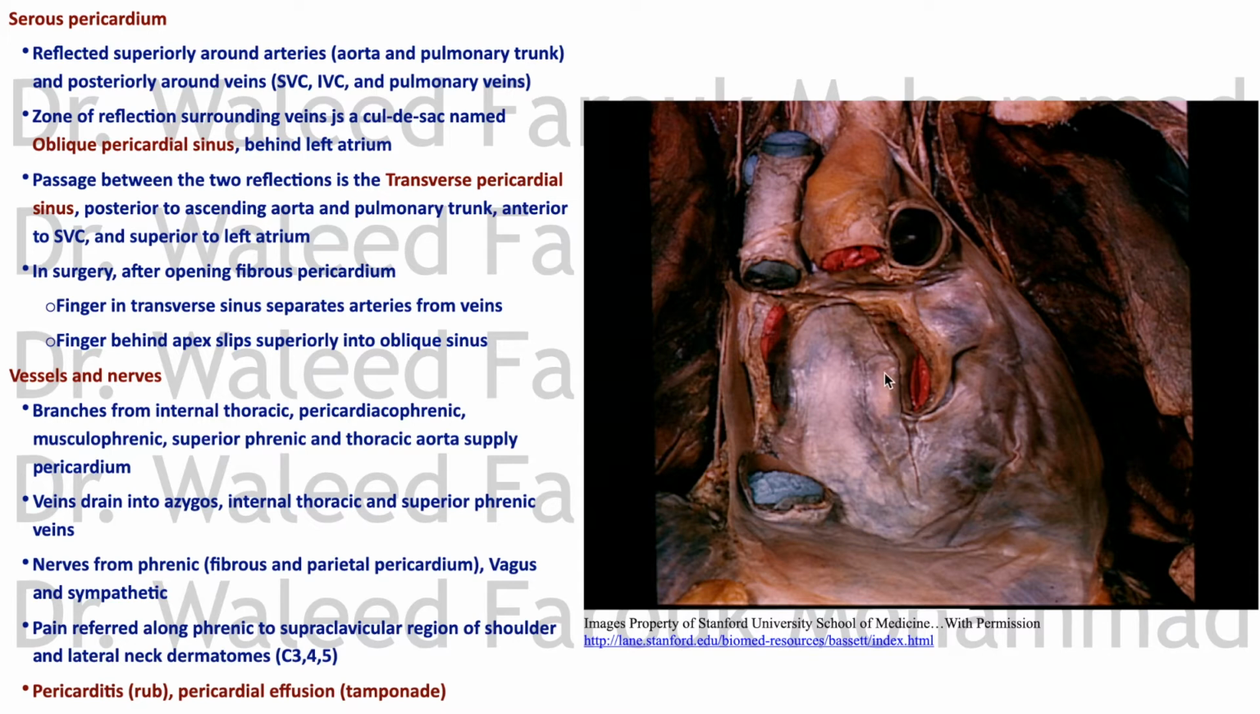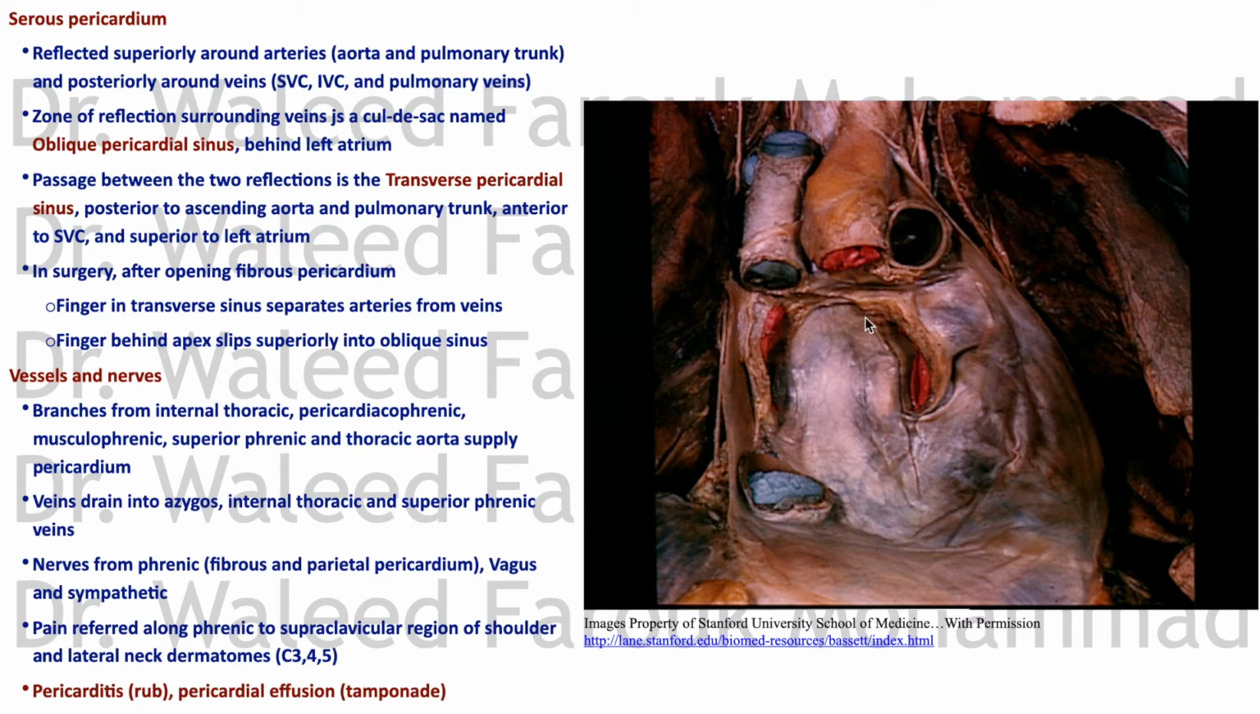See, so the scalpel cut the fibrous pericardium and the parietal layer. You can see here an inverted U-shape cul-de-sac reflection of the serous pericardium. This is called the oblique sinus. The surgeon just has to put his finger behind the apex of the heart and it slips upwards directly into the oblique sinus. So this is the oblique sinus.